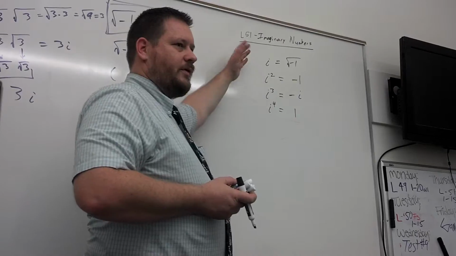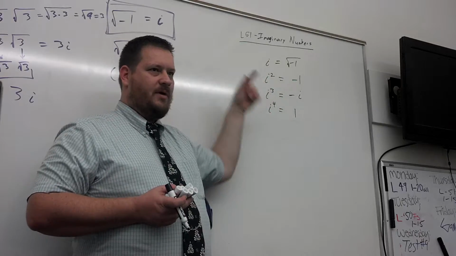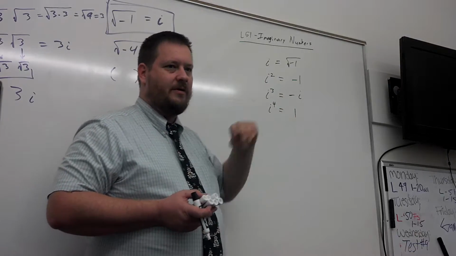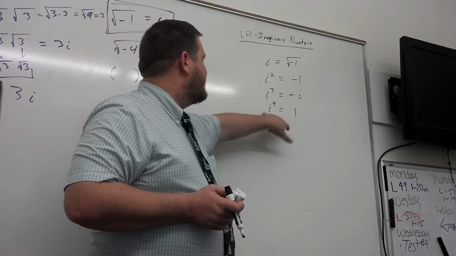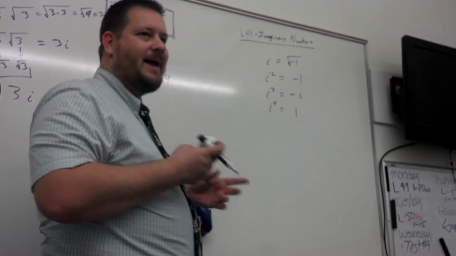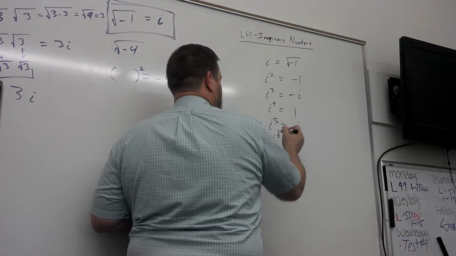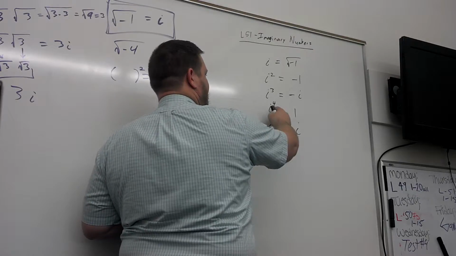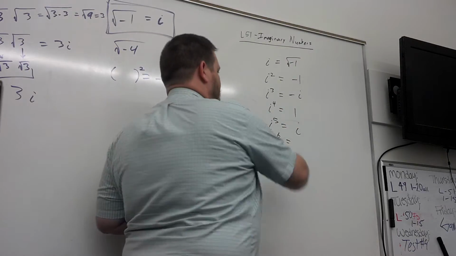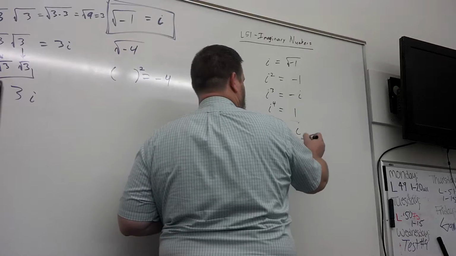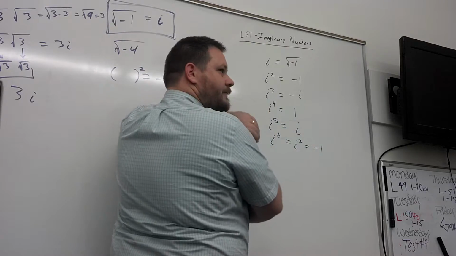So this pattern of i, negative 1, negative i, 1 is going to repeat. What about i to the 5th, 6th, 7th, 8th, etc.? i to the 5th would be 1 times i, so just i again. And then to the 6th, what would that be? Subtract 4, because when you're talking about powers of i, every four i's is 1. So i to the 6th power is the same as i to the 2nd power, which would be negative 1. So you just repeat that pattern.